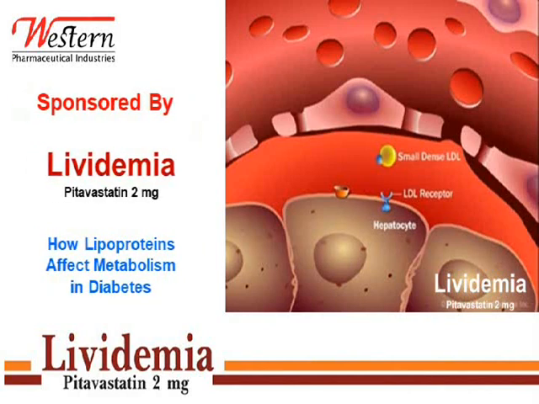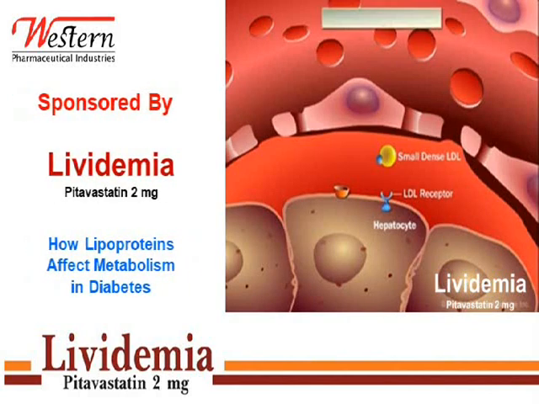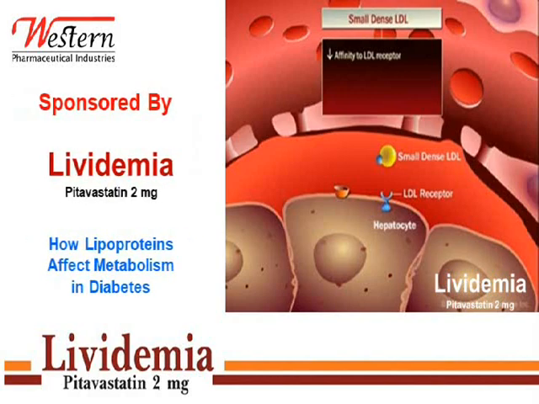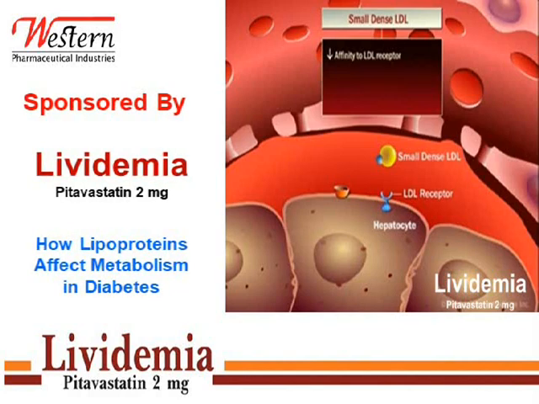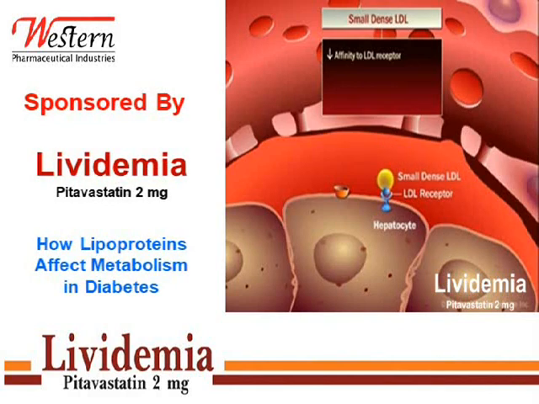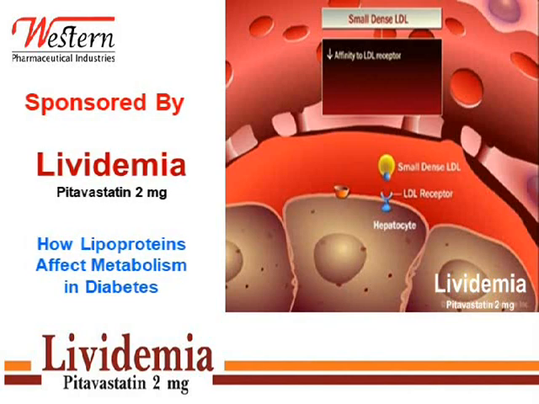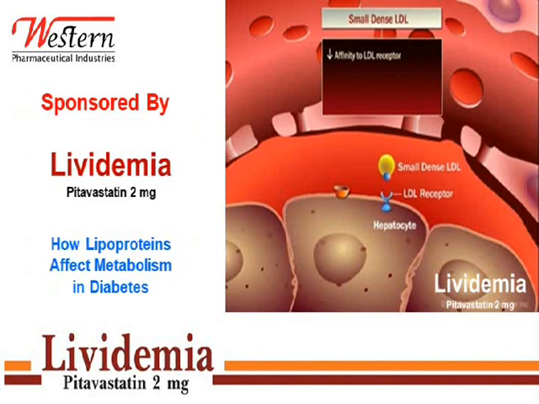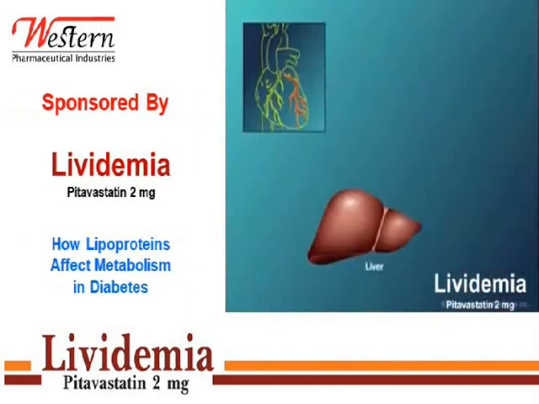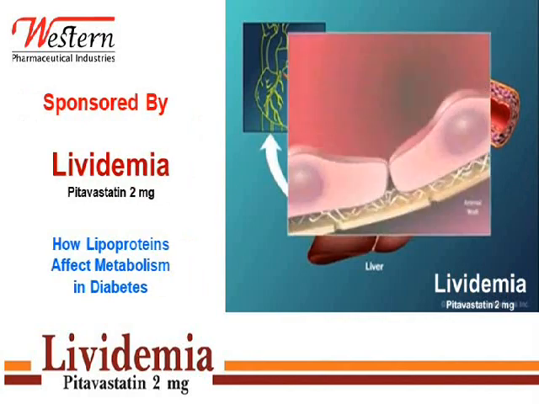There are several key roles that small dense LDL molecules play in the progression of cardiovascular disease. The first feature is that these modified particles have a lower affinity for normal clearance by LDL receptor sites on the surface of hepatocytes. As a result, normal binding does not occur, and instead, the small dense LDL particles bind poorly to the LDL receptor. From the liver, these small dense LDL particles enter the circulation and travel to the coronary artery.